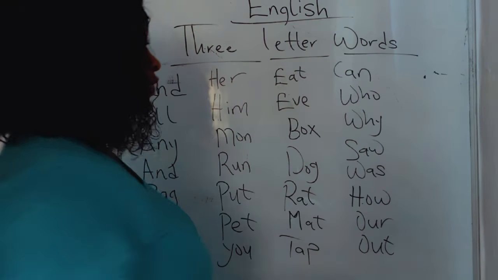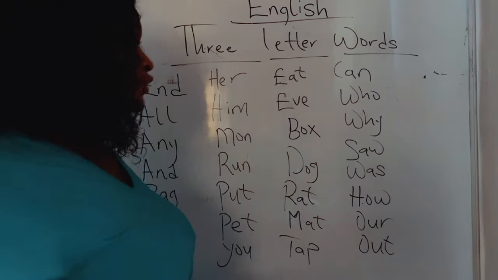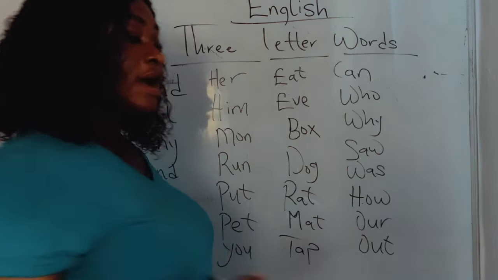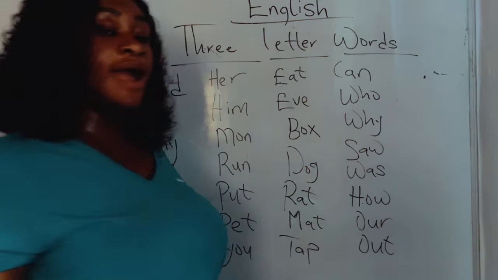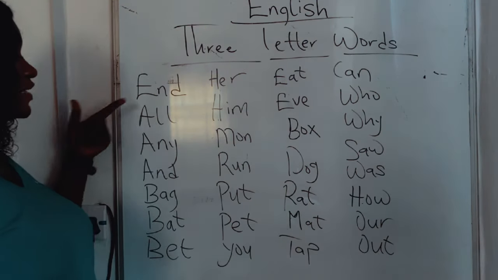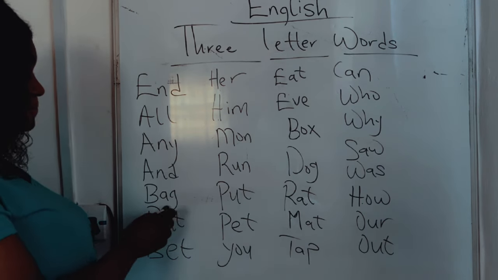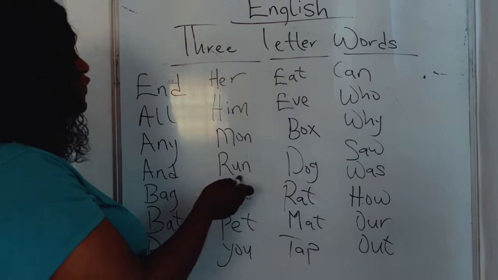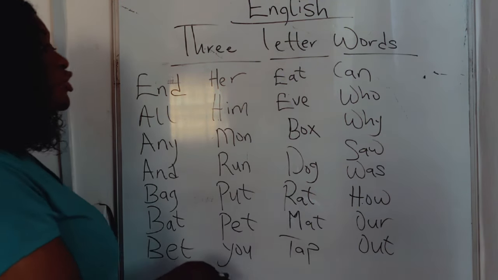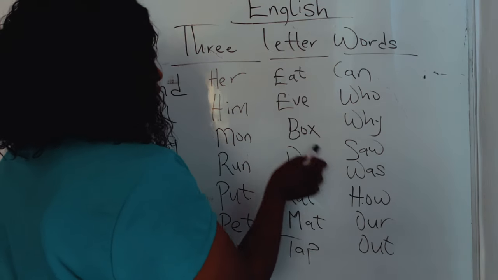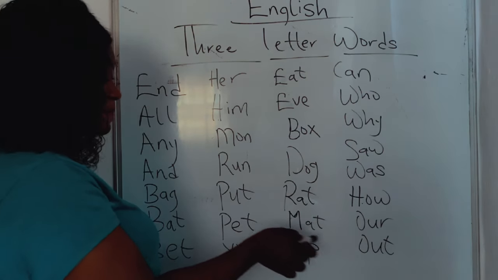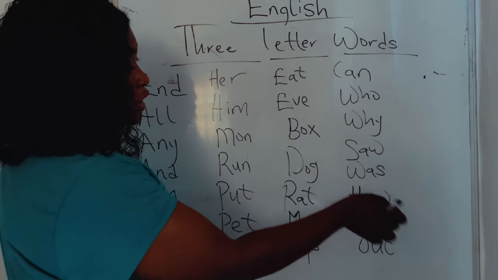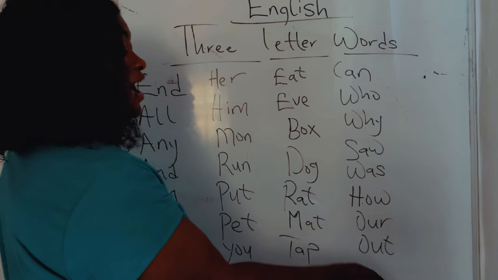S-A-W, saw. W-A-S, was. H-O-W, how. O-U-R, our. O-U-T, out. Okay, so we have end, all, any, and, bag, bat, bet, her, him, mon, run, put, pet, you, eat, eve, box, dog, rat, mat, tap, can, who, why, saw, was, how, out.